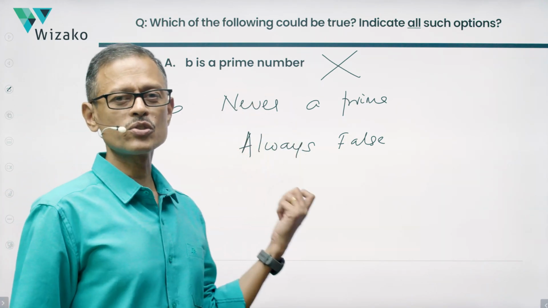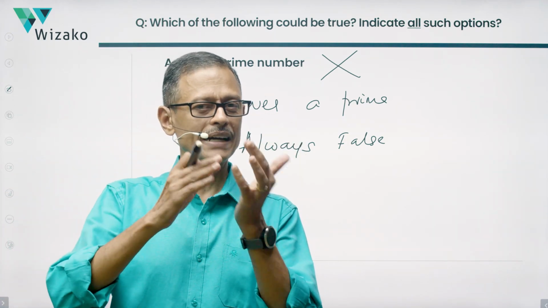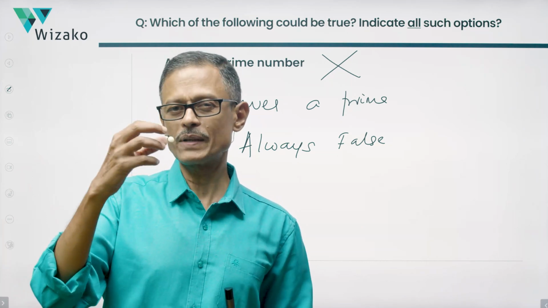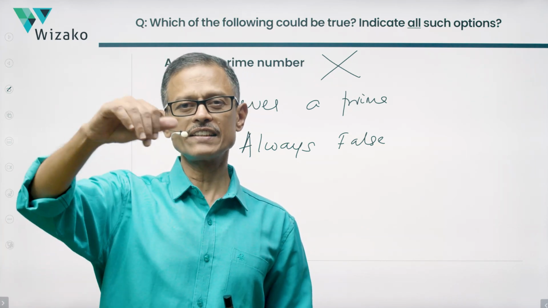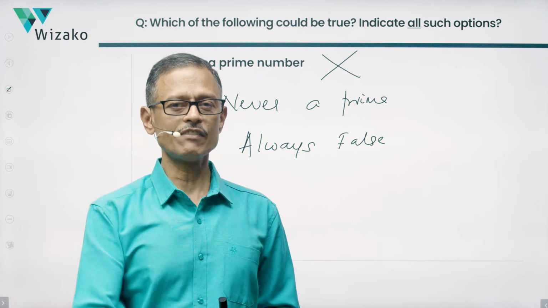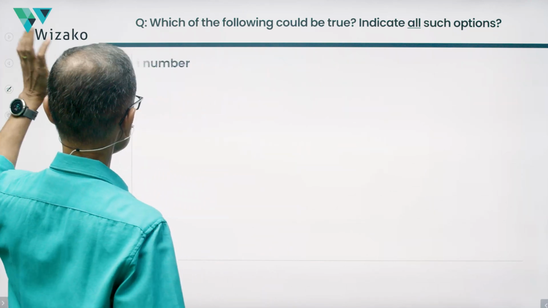So we've understood that b is a negative number because it's minus of alpha plus beta. Alpha plus beta is a positive integer. So negative of a positive integer is a negative integer. A negative integer can never be a prime number. Move on to the second one.